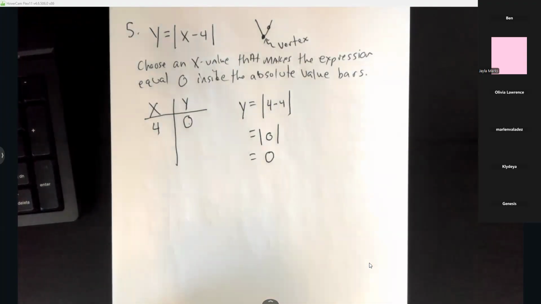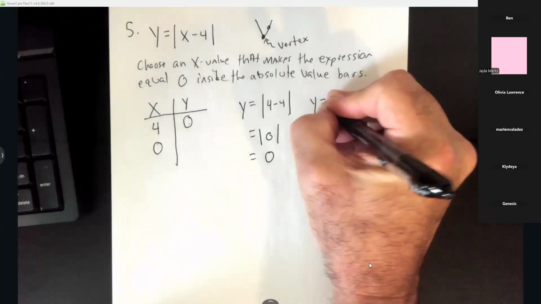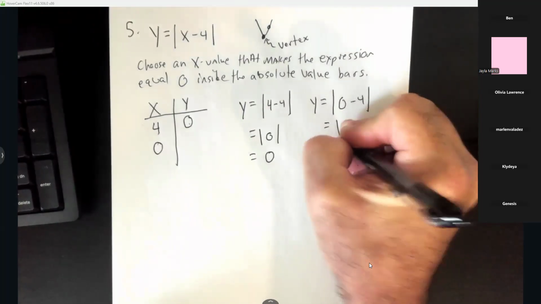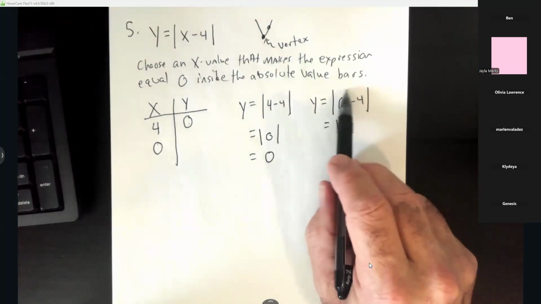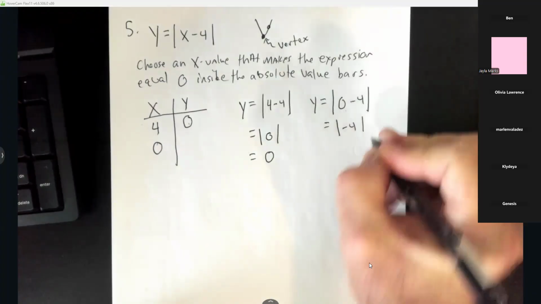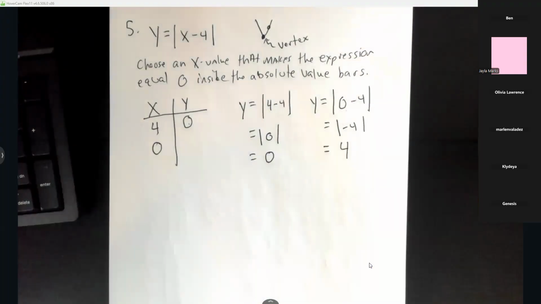All right, now I can pick any other point. I don't care what number I use. If you want to use a 0, put a 0 there. So that'll give me absolute value of 0 minus 4. The first thing I'm going to do is work inside my parentheses or my bars. 0 minus 4 would give you a negative 4. So what is the absolute value of negative 4 equal? Good job, it is actually a 4.